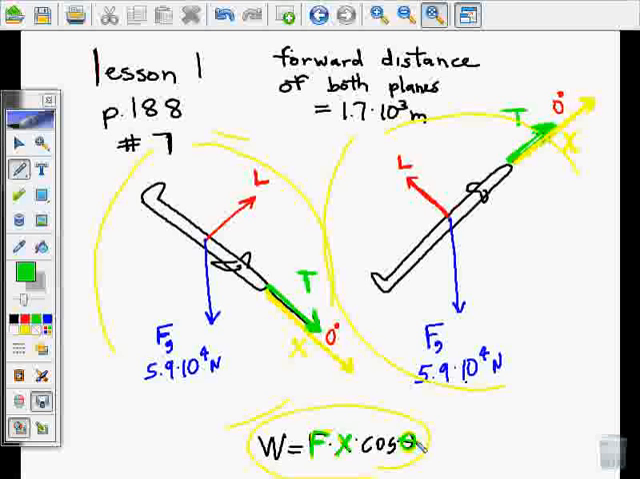Let's go now and look at the lift force. They say the lift force acting on each plane is the same. So the lift force is this way. And remember, the plane is moving that way. So what's going to be the theta for the plane on the left between the lift force and the direction of the motion of the plane? It's going to be 90.